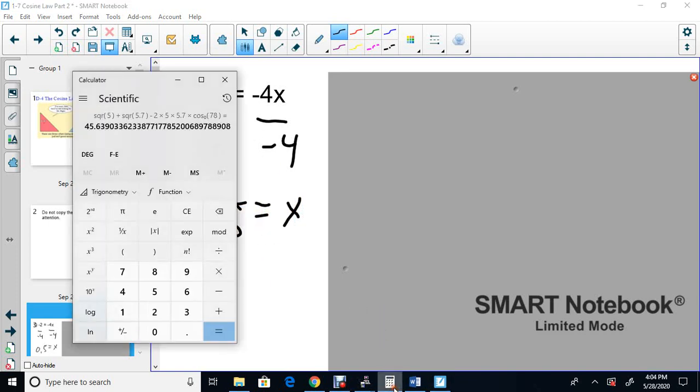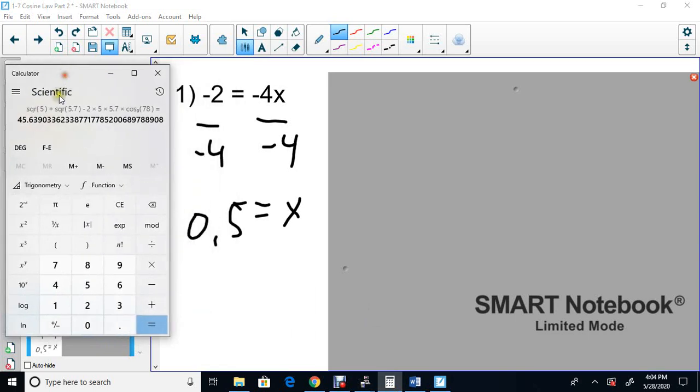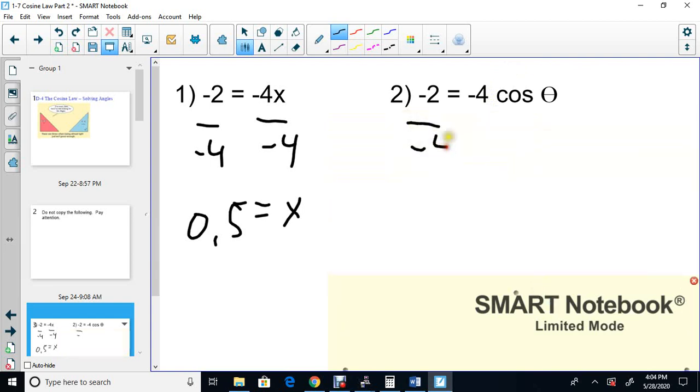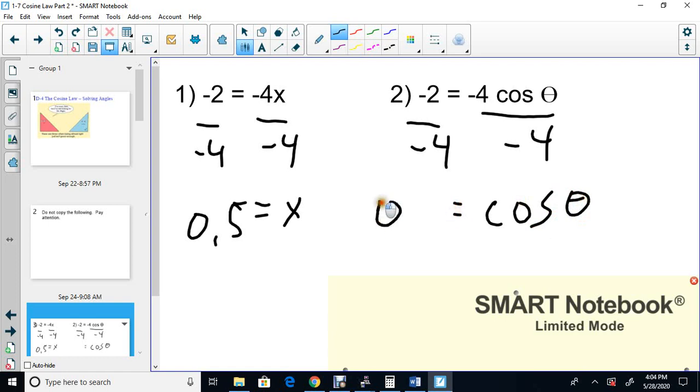You would have gone to your calculator here. You would have gone 2 negative divided by 4 negative on this calculator, and it would give you 0.5. Well, similarly, now we're going to put cosine of theta here. So you do this exact same thing. You divide by what's in front of the cos, and then you get cosine of theta equals 0.5 as well, similarly to x over here.